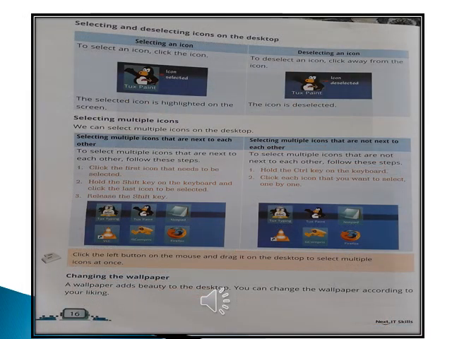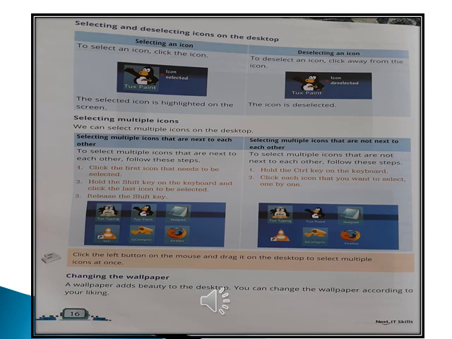Now let's learn how to select and deselect icons on the desktop. So for selecting an icon, we have to click the icon. The selected icon is highlighted on the screen. Then to deselect an icon, click away from the icon. The icon is deselected. Now, how to select multiple icons? We can select multiple icons on the desktop.